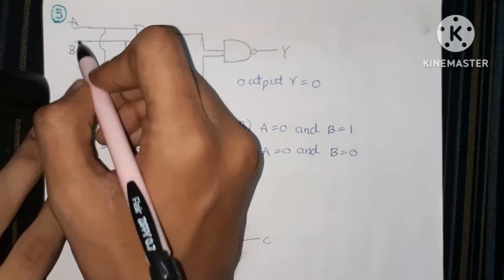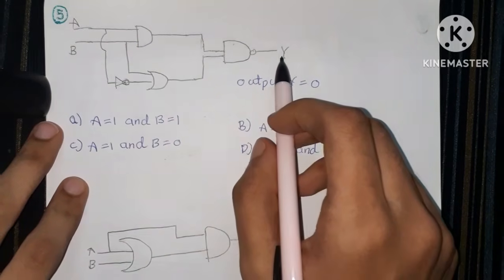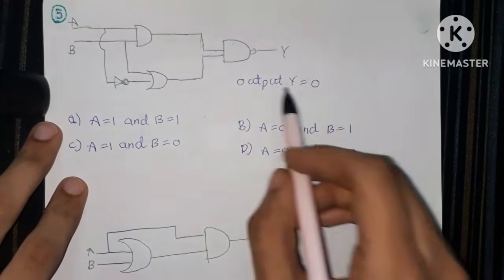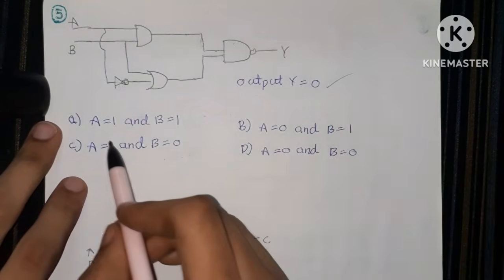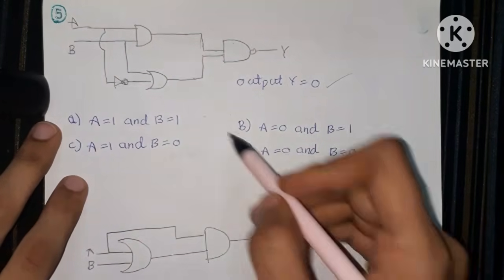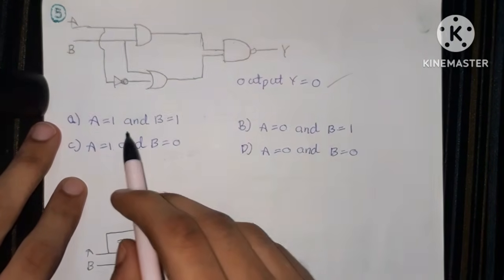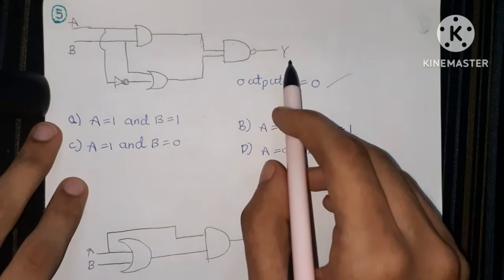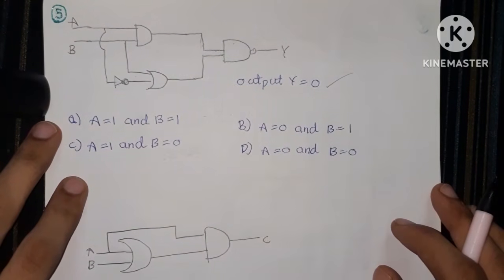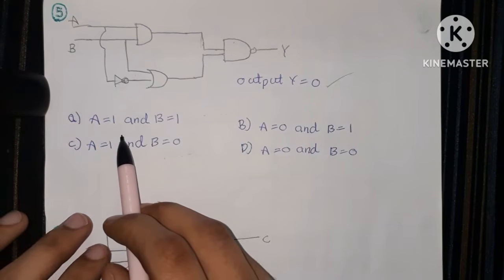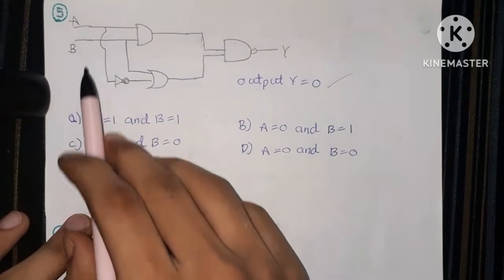We have A and B in this question. We have a circuit here. We have the output as Y, and they gave us that the output Y should be 0, and we need to substitute each option in this circuit so that the option which satisfies the 0 at the end is correct. What I am saying is, you need to substitute each and every option in this A and B.